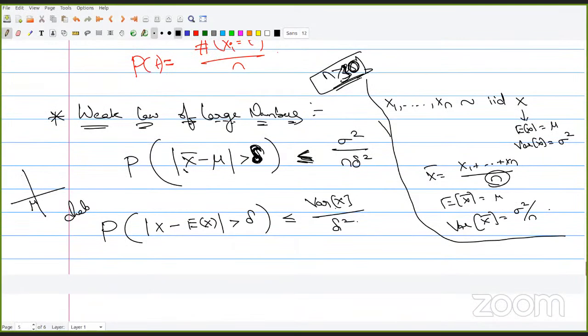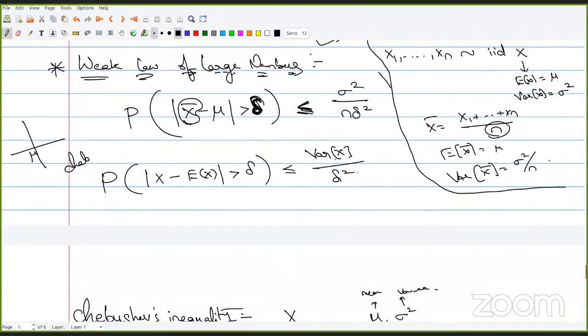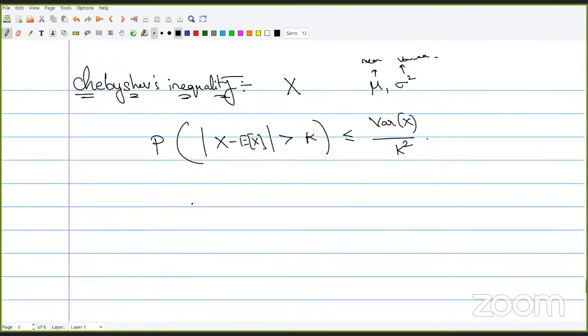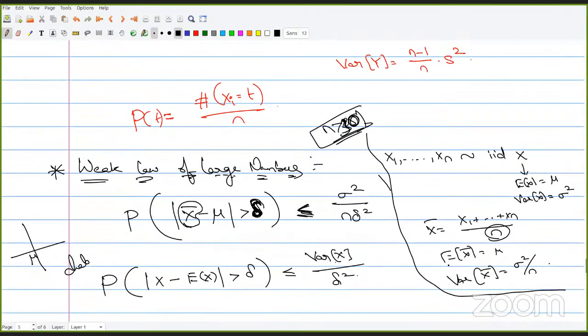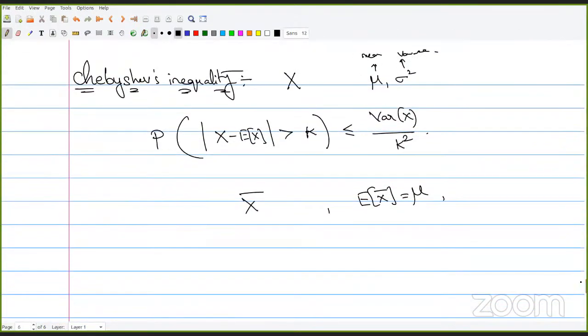Now just see here. Our random variable is X bar. What is the expected value of X bar? Mu. Expected value of X bar is nothing but the population mean, which is mu. And what is the variance of X bar? Sigma square by n. Correct.